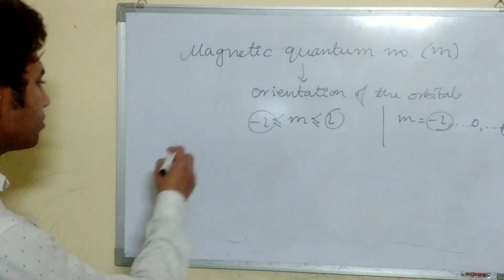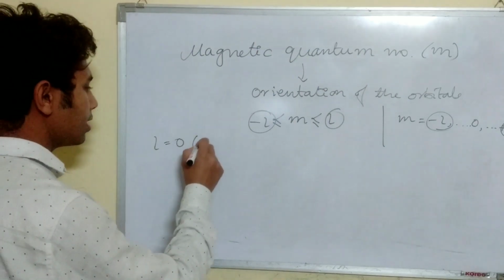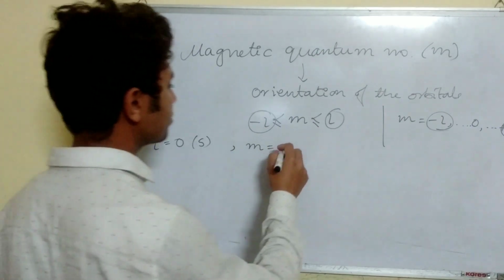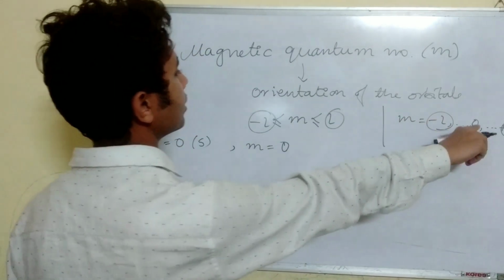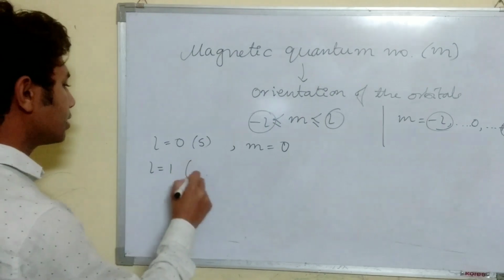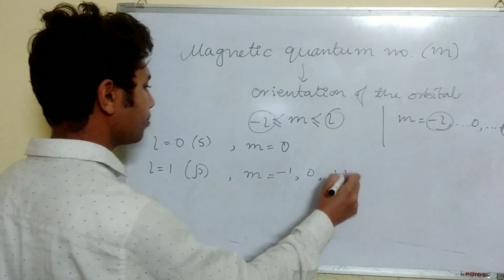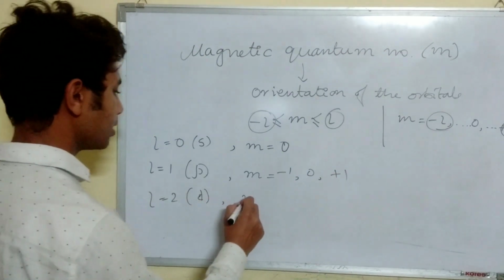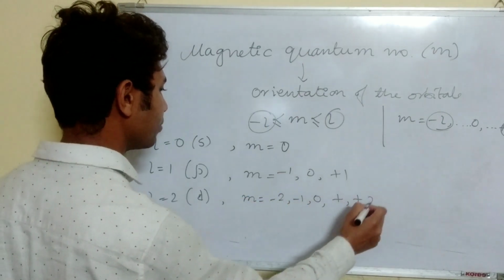So if we have the value of l equal to 0, that means for the s subshell, what will we get? m is equal to only 0, because minus 0 will be 0 and plus 0 will be 0. For l equal to 1, that is for the p subshell, we get m equal to minus 1, 0, plus 1. For l equal to 2, that means the d subshell, m equal to minus 2, minus 1, 0, plus 1, plus 2.